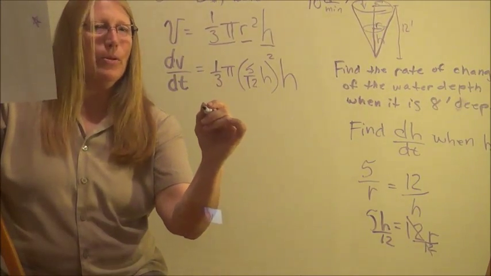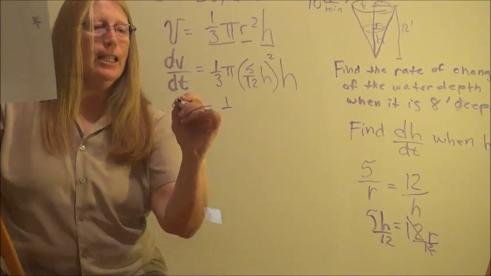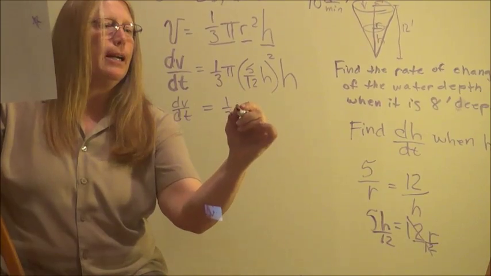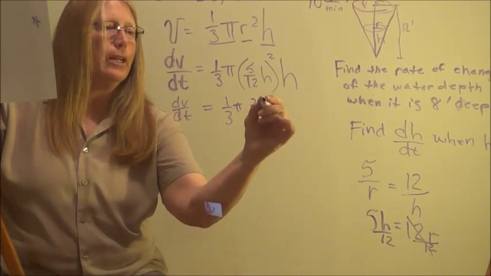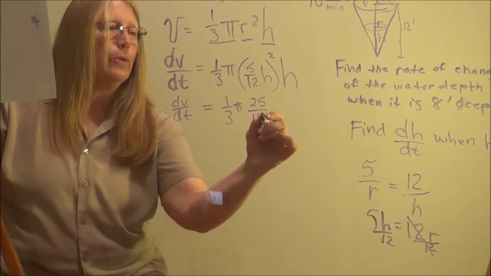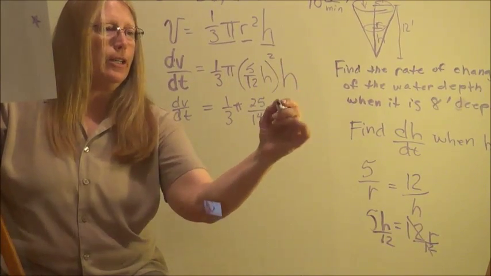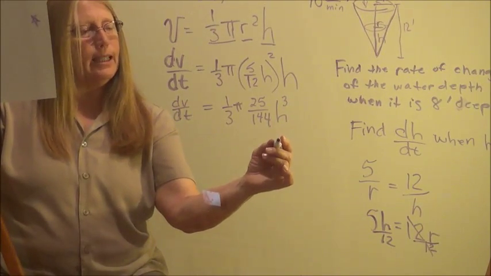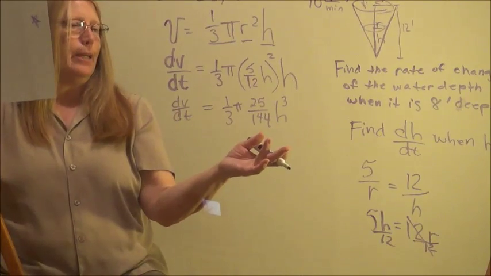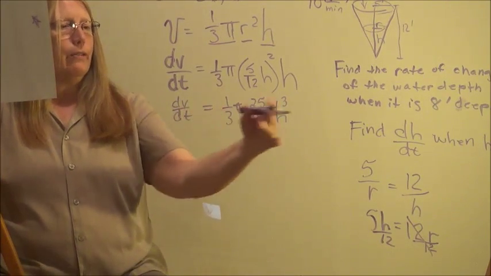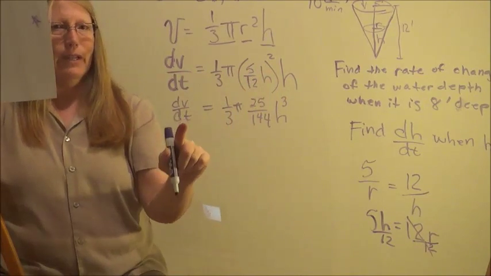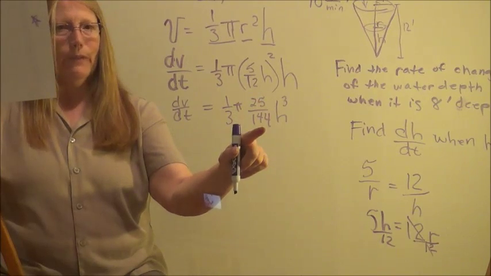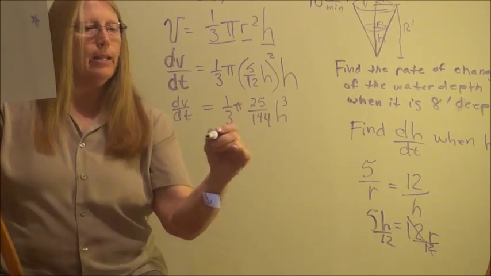All right, so I'm going to do dv dt, just clean it up, equals 1/3 pi squaring the 5 and the 12. I get 25 over 144 h squared, and h I'll combine and get h to the 3rd. Now I solved that. Actually, let's just leave it like that, because we can now finish our derivatives. We were coming across doing our derivatives. We did this one. This 1/3 pi, and now the 25 over 144 is just a constant. And I'll combine those now.